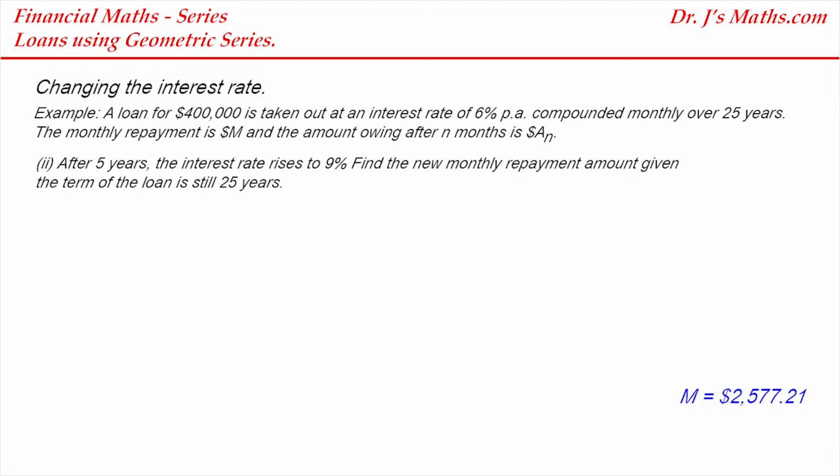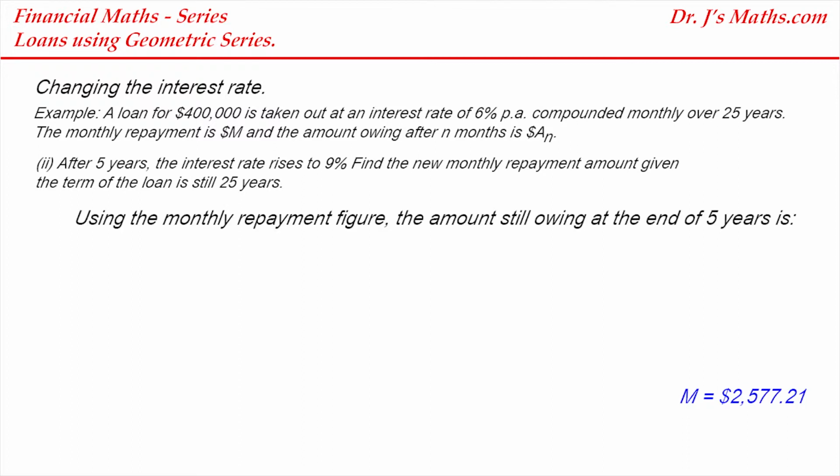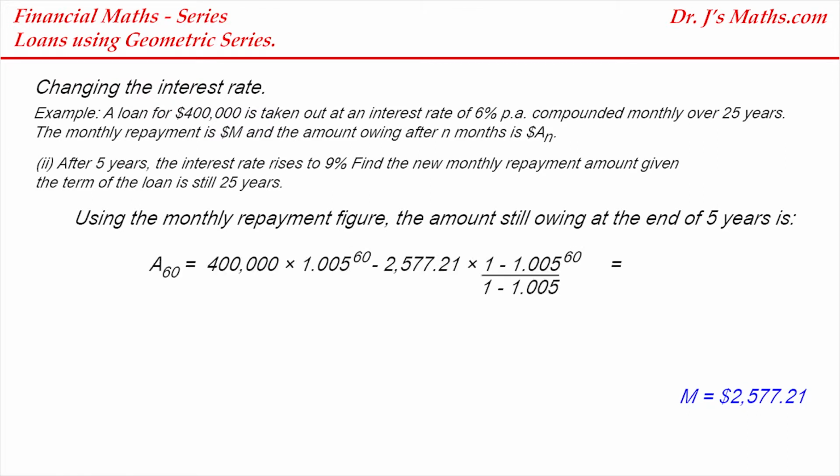Well, we've just calculated the expected monthly repayment figure for the whole lot, and the amount still owing at the end of 5 years using that figure is A60, because it's 60 months, equals 400,000, the amount borrowed, times the interest rate to the 60 months, minus the repayment rate we calculated, times the sum of 60 terms of the geometric series. We calculate that to be $359,728.04, which is the amount still owing.